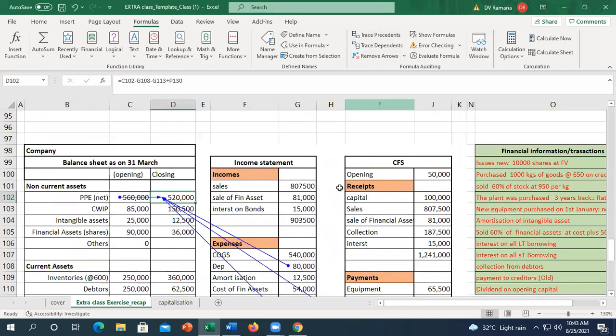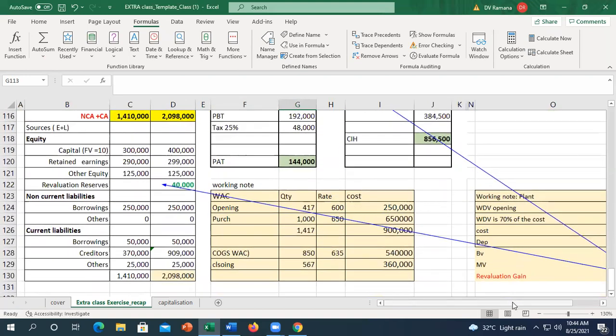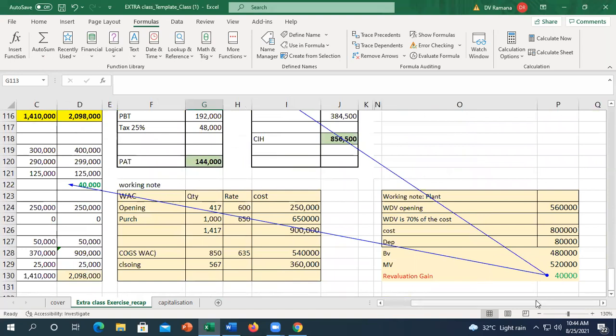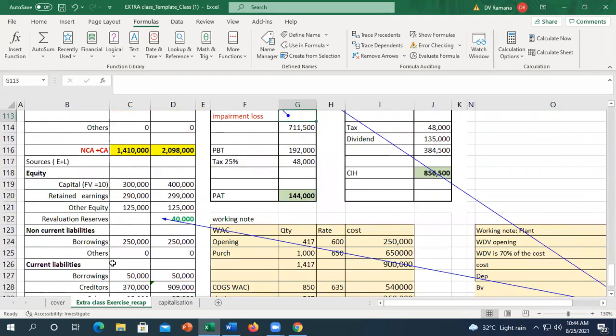Now, what is the value of the plant now? The value of the plant is equal to original cost minus depreciation minus impairment, though we don't have, okay, as a formula, let us keep it impairment loss, and plus the revaluation gains. And that revaluation gain will be shown on the balance sheet as a part of the other equity or a separate line item called revaluation reserve.